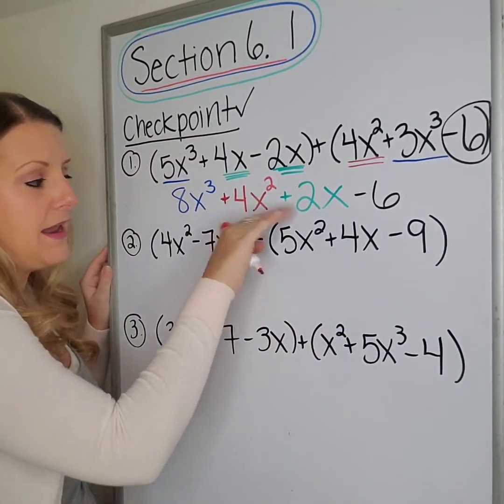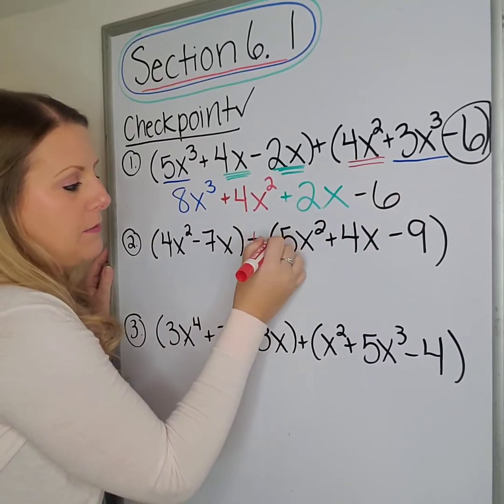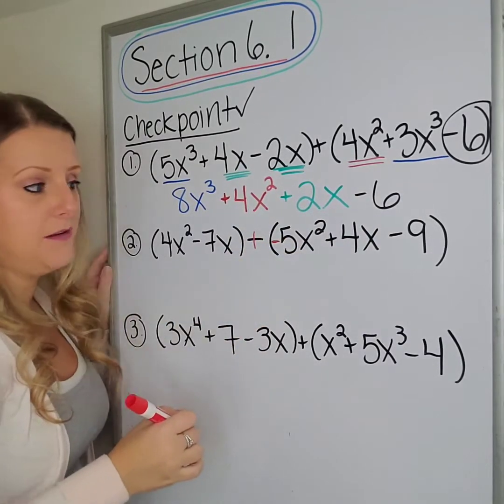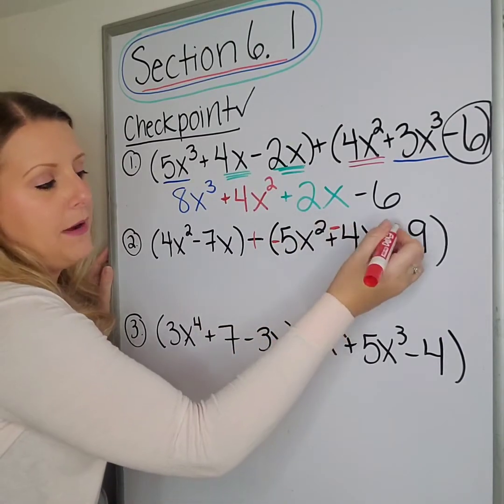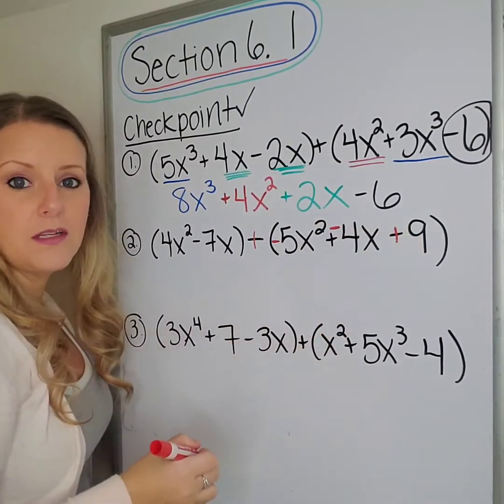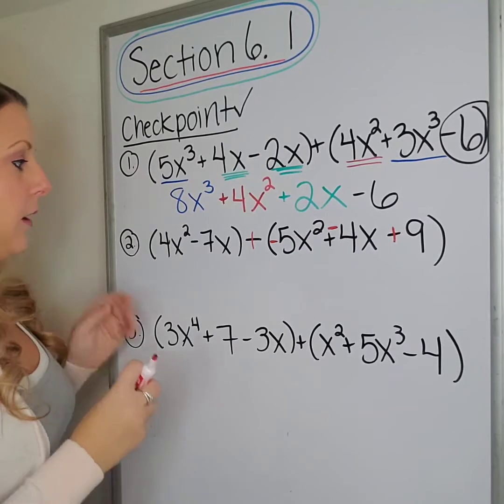Okay, so I'm going to take that negative and distribute it. So I'm going to make that positive 5 a negative 5. That positive 4 becomes a negative 4, and that minus 9 becomes a plus 9. And now I can do my problem.